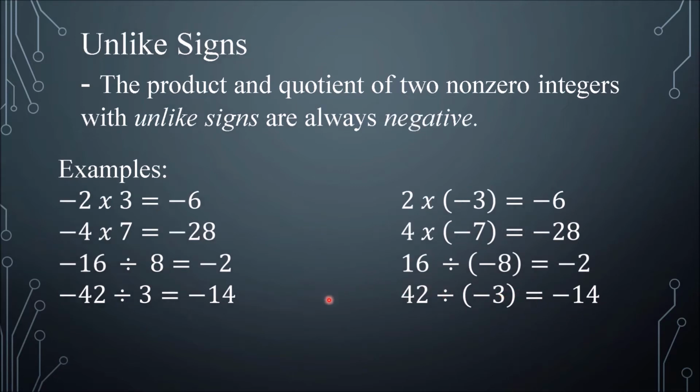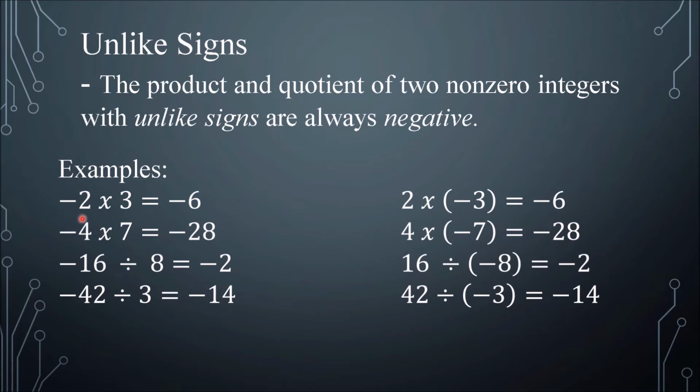Next, we have unlike signs. The product and quotient of two non-zero integers with unlike signs are always negative. So in multiplying and dividing, we need to remember the sign. If the signs are unlike, then the product and the quotient are negative. If they are like, the product and quotient are positive.